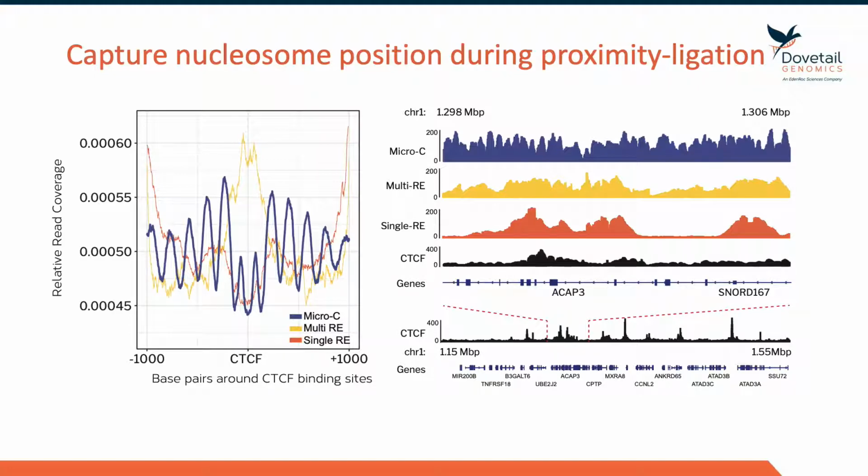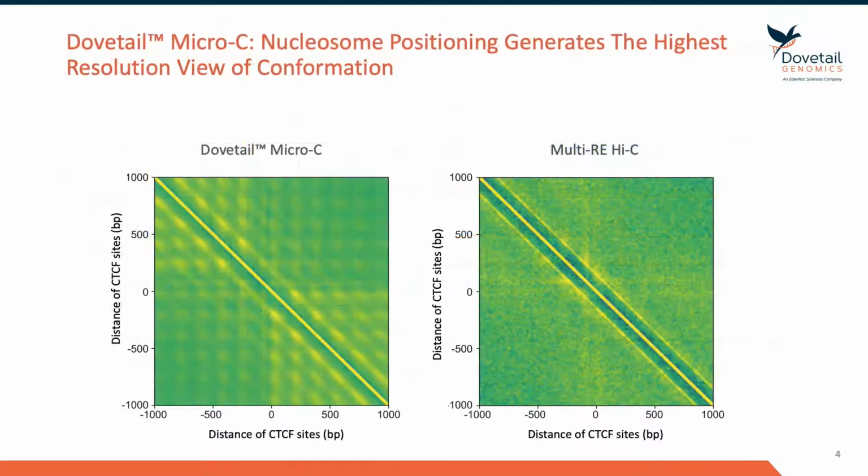Now, if we were to take this image on the left and turn that into a contact matrix, which is what we've done here. So you're looking at two contact matrices, one on the left being generated from Micro-C data, the one on the right generated from multi-restriction enzyme Hi-C data.